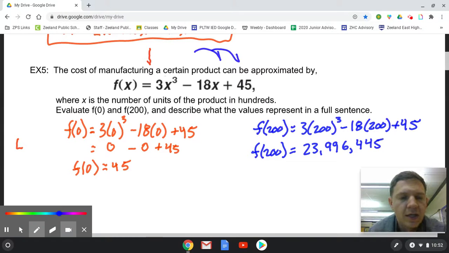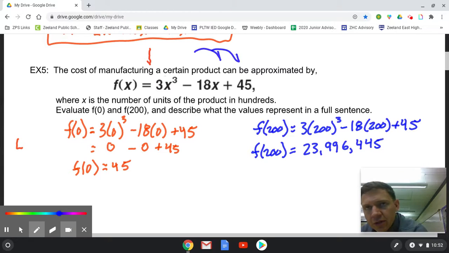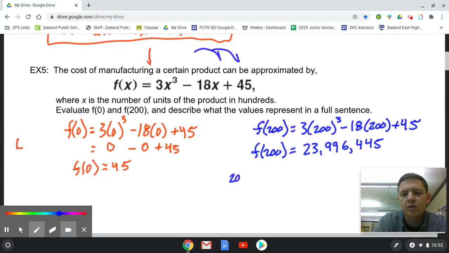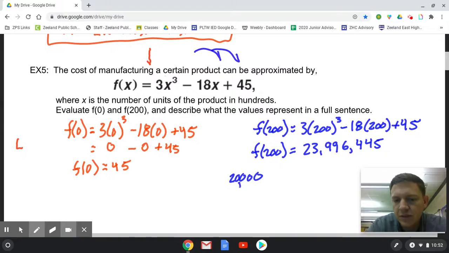So let's think about what these two answers mean. In the first one, we produced 0 units of the product, and that cost us, I'm assuming, $45. They didn't give us anything as far as what the function was spitting out. They didn't give us units, but I'm going to say $45. The other one, we put in 200 units. So 200 and another 2 zeros, so that's 20,000 units, and that's going to cost us about $24 million, it looks like.